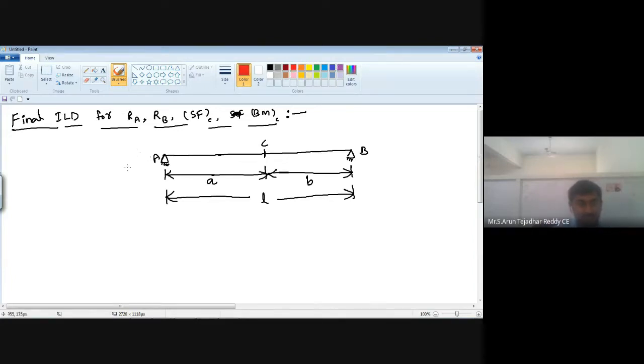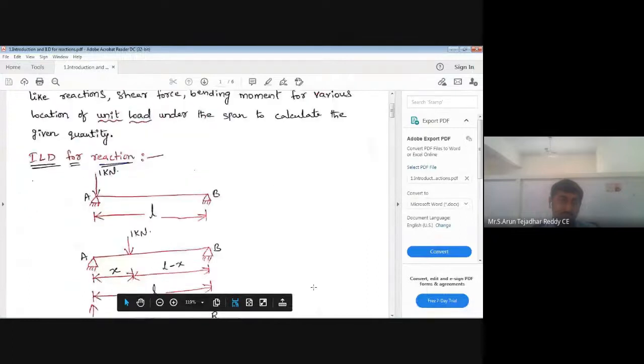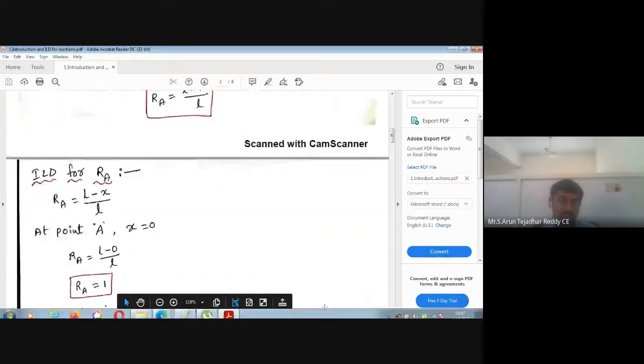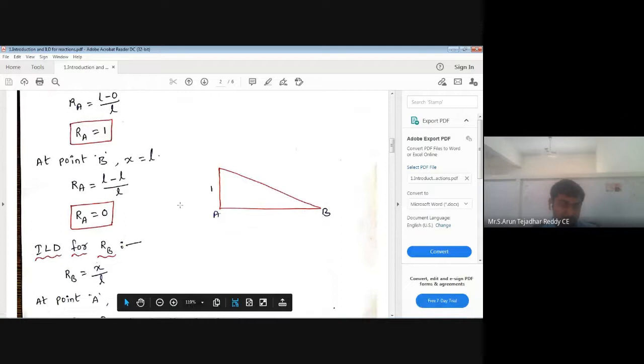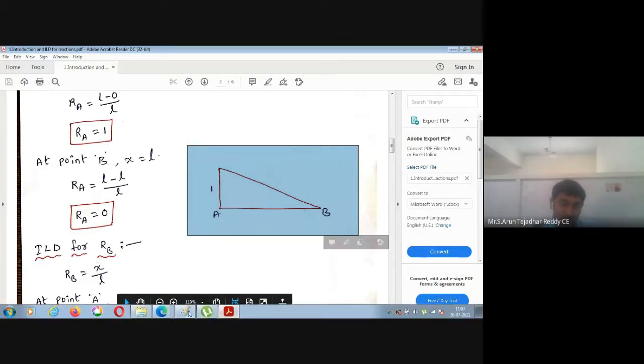First one is ILD for RA. Write clearly. ILD for RA. Once see the ILD for RA diagram. This is ILD for reactions at C. This is ILD for RA. At A we got 1 kilonewton, at B it is 0.